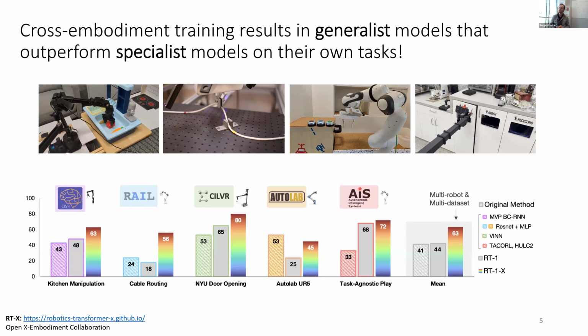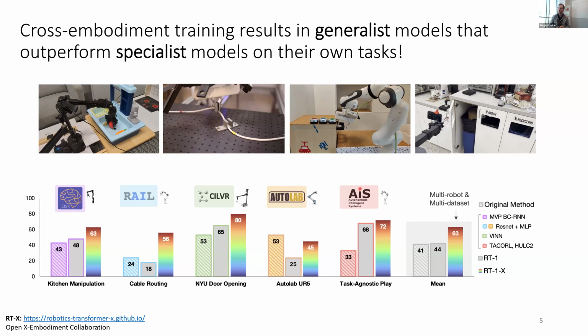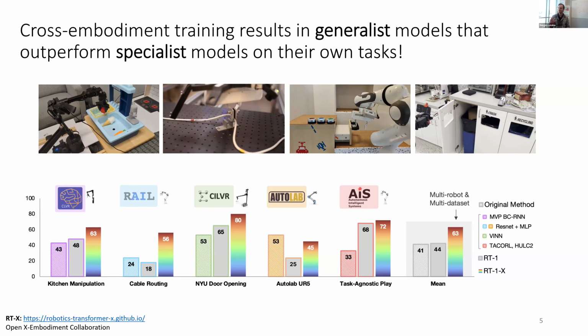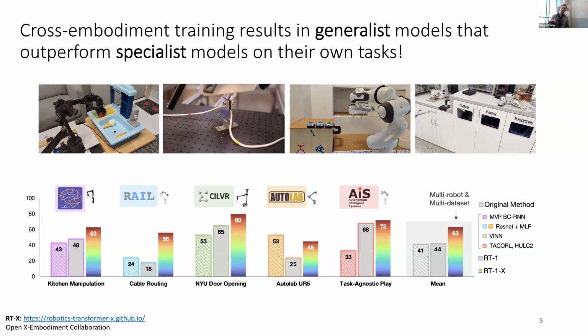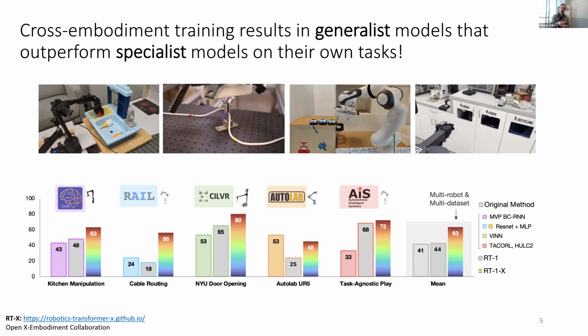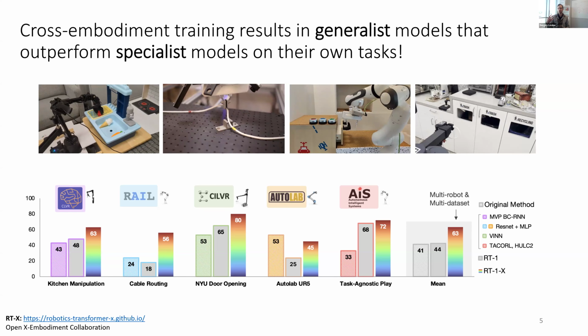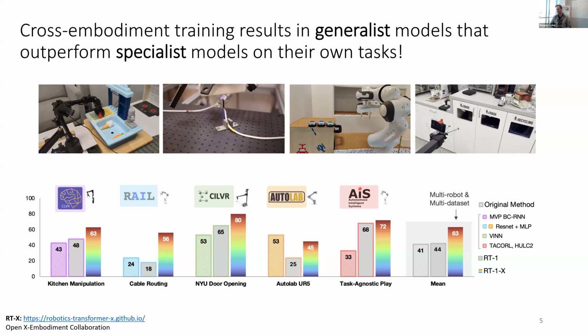So what you can see from this comparison is that the cross-embodiment rainbow-colored bar is on average about 50% better than the individual domain-specific models, whether it was the best model that that lab had for their own data set or a generic model trained on their domain-specific data set.